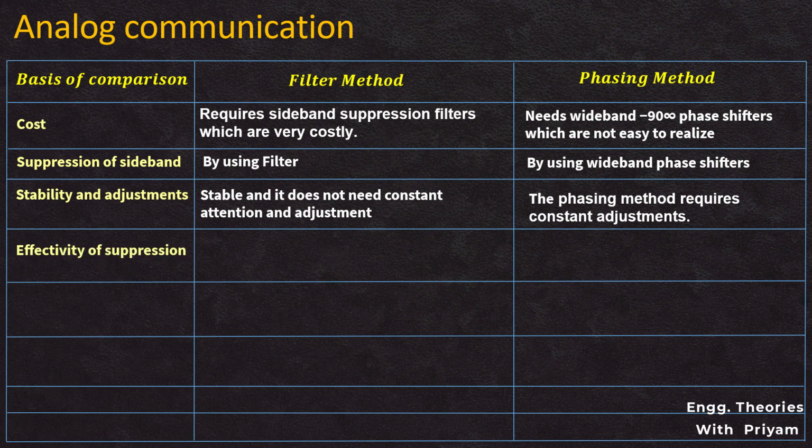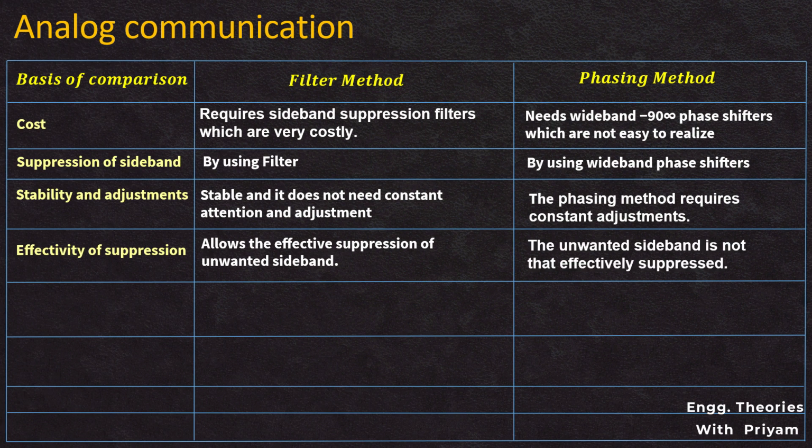Effective suppression of the sideband. The filter method allows the effective suppression of the unwanted sideband almost to -60 dB relative to desired sideband. The unwanted sideband is not that effectively suppressed in the phasing method because the wideband phase shifters are not producing exactly -90° phase shift for all the frequencies.